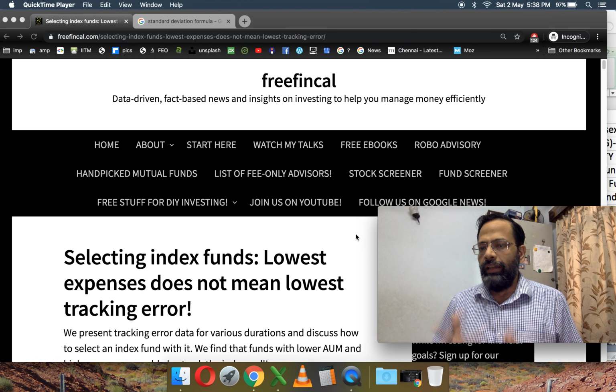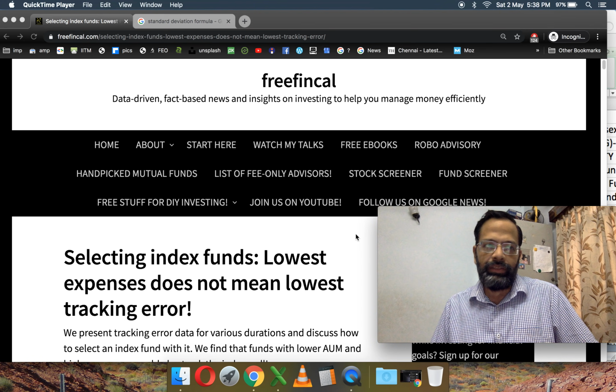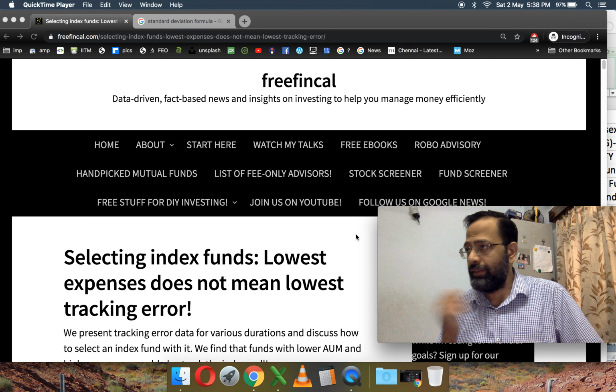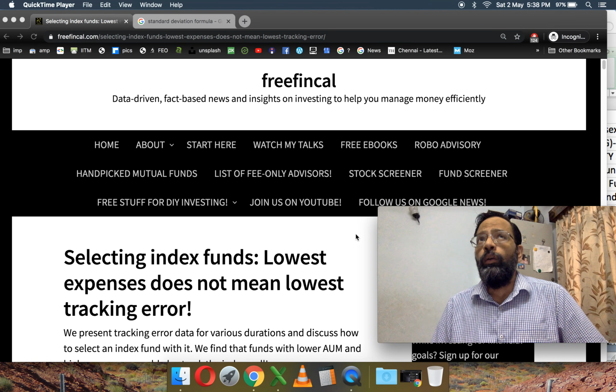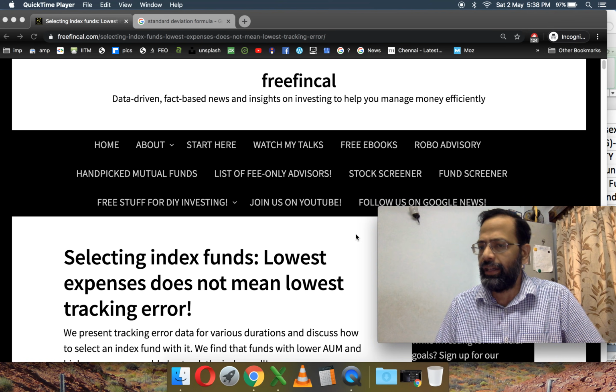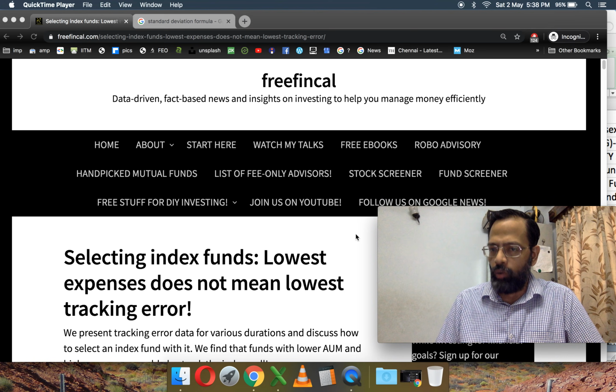When investors want to select index funds, they start asking questions like which fund has the lowest expense ratio, which fund has the lowest tracking error, and so on. One of the biggest misconceptions is that a fund with the lowest tracking error will automatically have the lowest expense ratio. That is completely wrong.